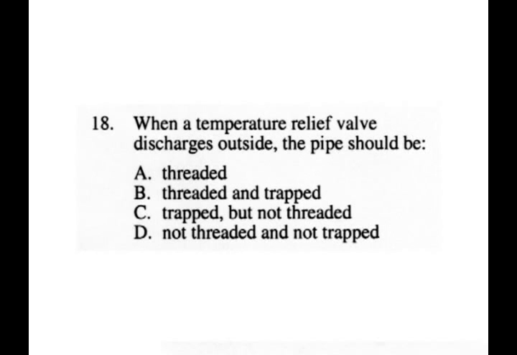Number 18, when a temperature relief valve discharges outside, the pipe should be... and the answer here is letter D, not threaded and not trapped. So no encumberment on that pipe, just straight pipe, no threads, no trap.